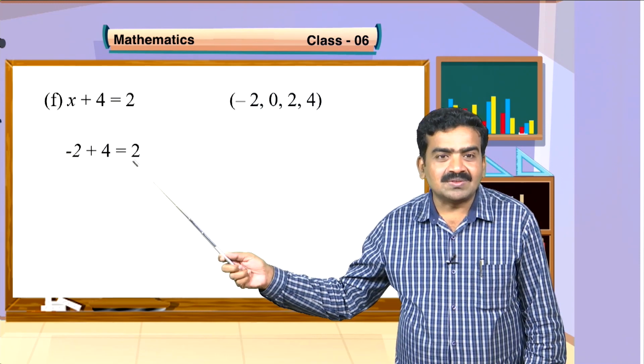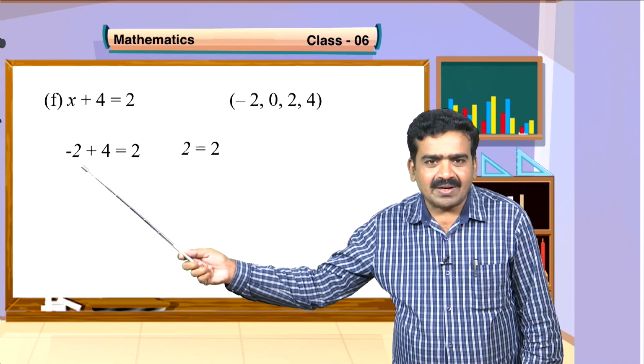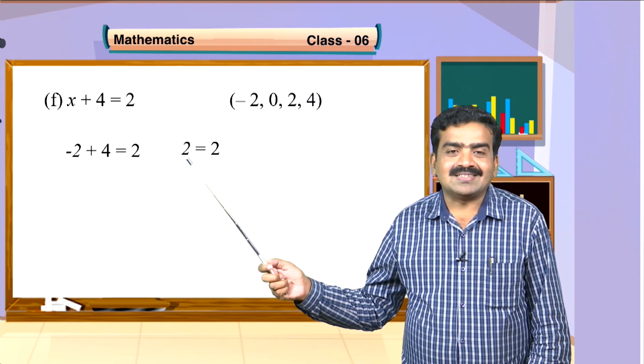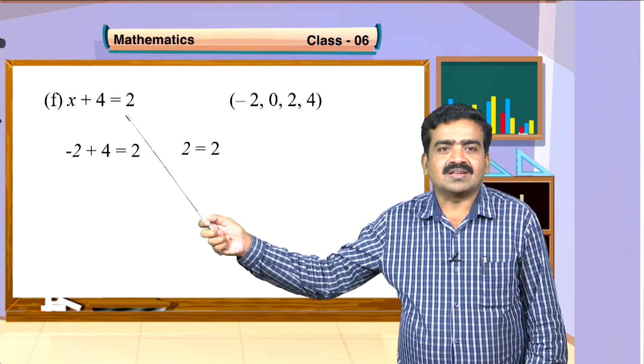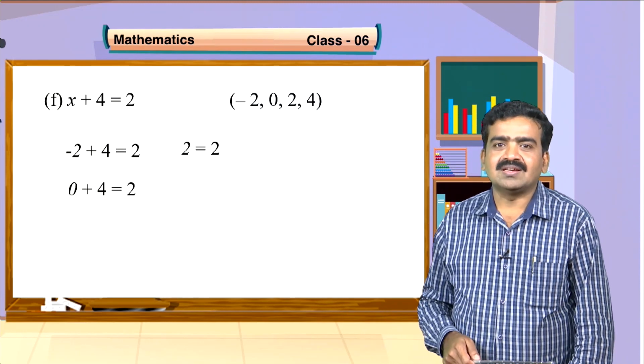The equation becomes minus 2 plus 4 is equal to 2. Then what is the sum of plus 4 and minus 2? Definitely it is 2. So, for the first value only, we are getting LHS is equal to RHS. So, now minus 2 is the solution for the given equation. Now, let us test the remaining 3 values given in the question.